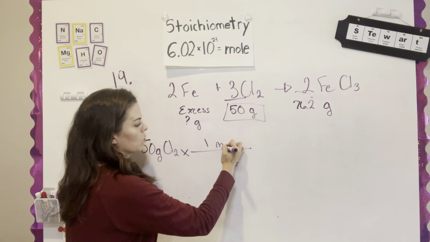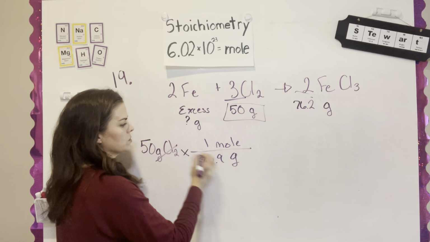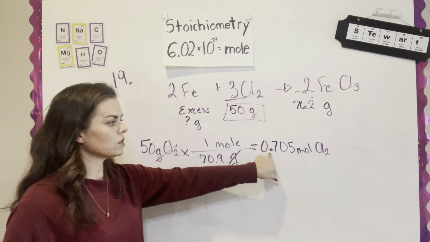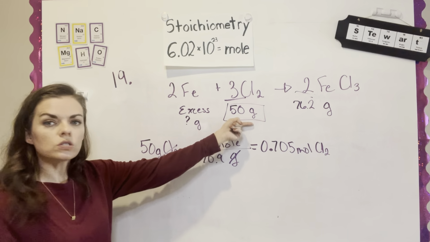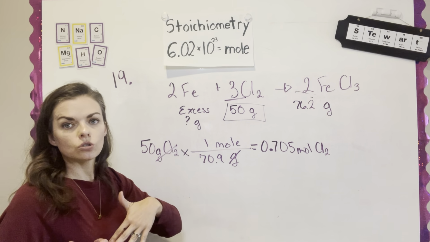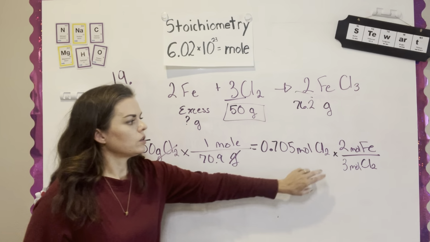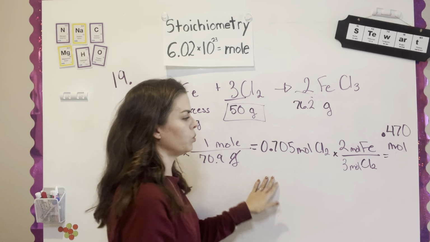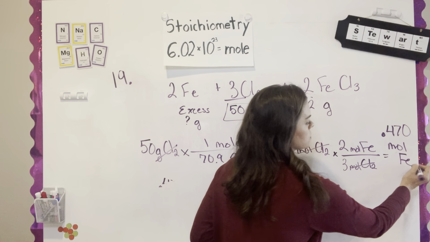Grams to moles. I do remember it was 70.9, and grams cancels out. I guess I should have saved that from the last equation, but I have 0.705 moles of Cl2. So I'm going to take my moles of Cl2 and use the coefficients from your equation to go into iron. And so it is also a 3:2 ratio. 2 moles of iron reacts with 3 moles of Cl2. So it gives me 0.470 moles of Cl2 cancels out, and that's moles of iron.